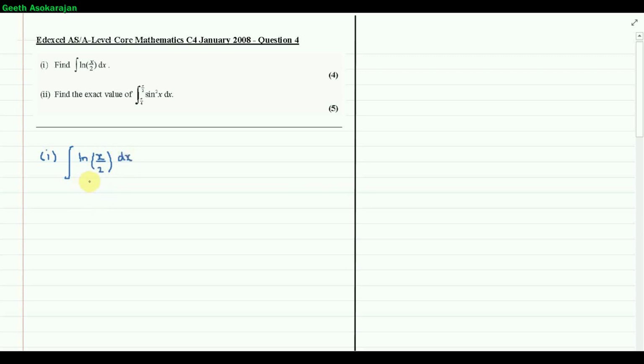Now, to integrate ln, we need to integrate by parts. So in this case, let me write down the by parts formula. Here's the integration by parts formula: the integral of u dv/dx with respect to x is equal to uv minus the integral of v du/dx with respect to x.